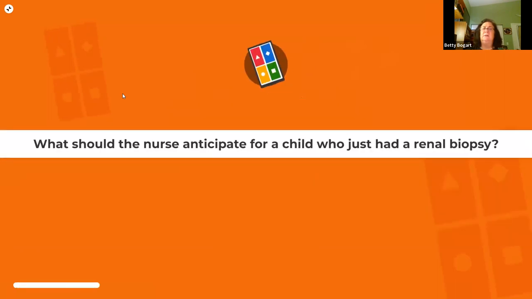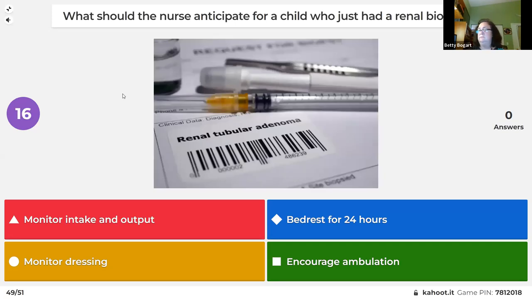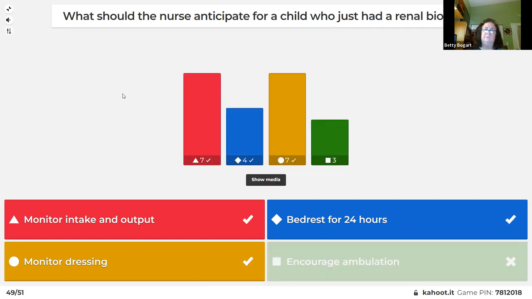A multi-select. What should the nurse anticipate for a child who just had a renal biopsy? So whenever you touch the kidneys, you're going to worry about output. So intake and output, they need to be on bed rest so that we don't dislodge whatever has clotted off the area, so urine or blood can't drain within the peritoneal cavity or outwards. And of course, we're watching that dressing, just like we do for a cardiac cath, to make sure it's not saturated with blood or urine.